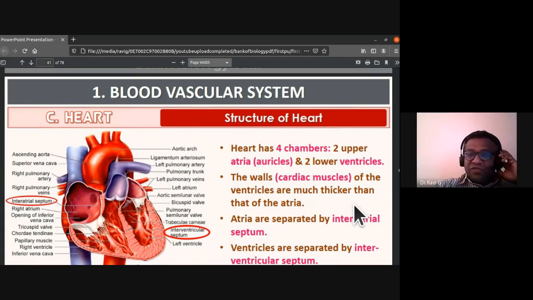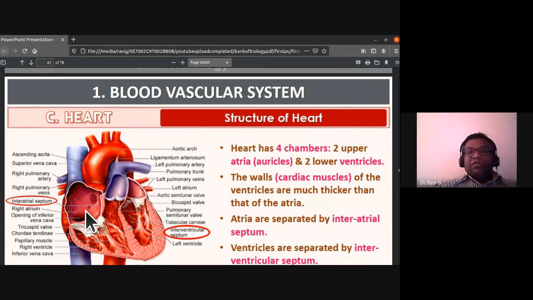So the human heart has four chambers. The two upper atria, or we also call them auricles. So this is the right auricle and the left auricle. You might be wondering why, even though the diagram is facing towards us, my left hand side is being called the right auricle, and my right hand side is being called the left auricle.